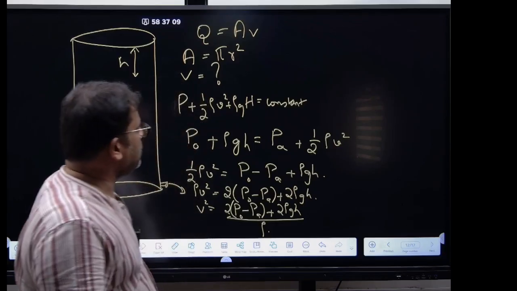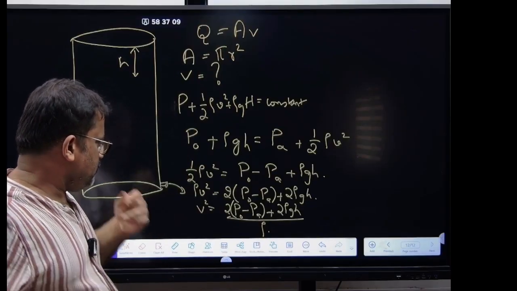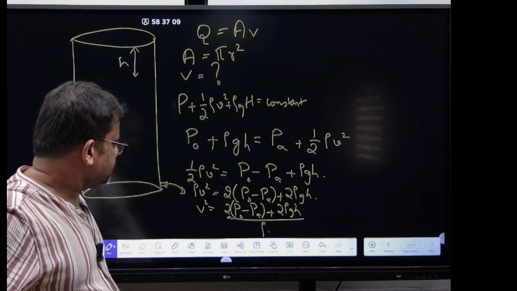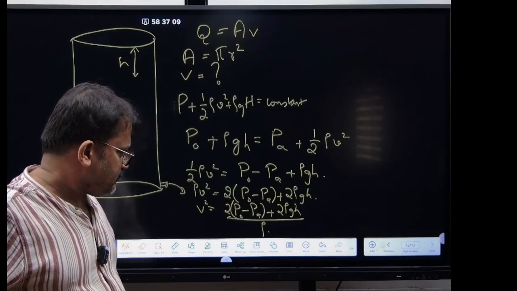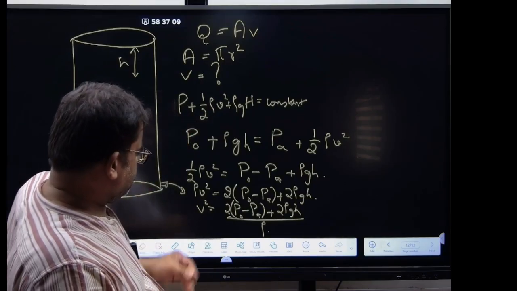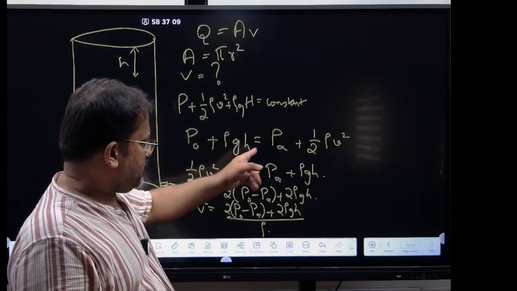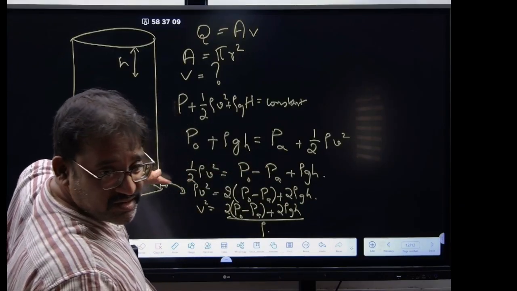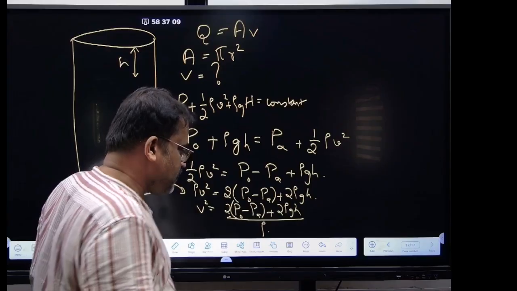Pi r square is the area, where r is the radius, so the area that we are going to substitute in this A. All right. Any doubts until this? There, PA plus half rho V square plus rho g h is 0 because this is at the bottom of the container. So that will be 0.